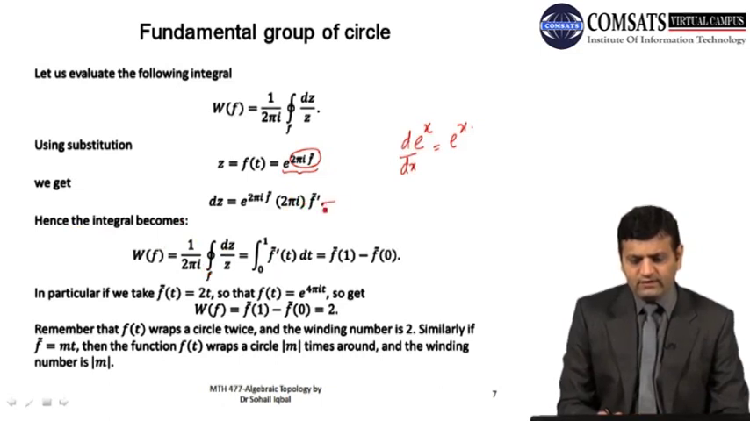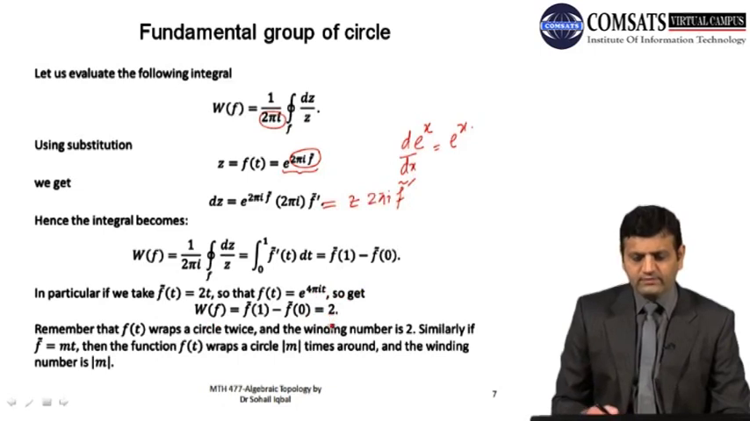So we can write this as z times 2 pi i f tilde prime. Then z cancels with z, and 2 pi i cancels with the 2 pi i, and we get f tilde prime of t dt. When we integrate it, we get f tilde of t from 0 to 1, so basically f tilde of 1 minus f tilde of 0. In particular, if we take f tilde of t to be 2t, then f of t is equal to e raised to 4 pi i t, so this winding number is equal to 2.